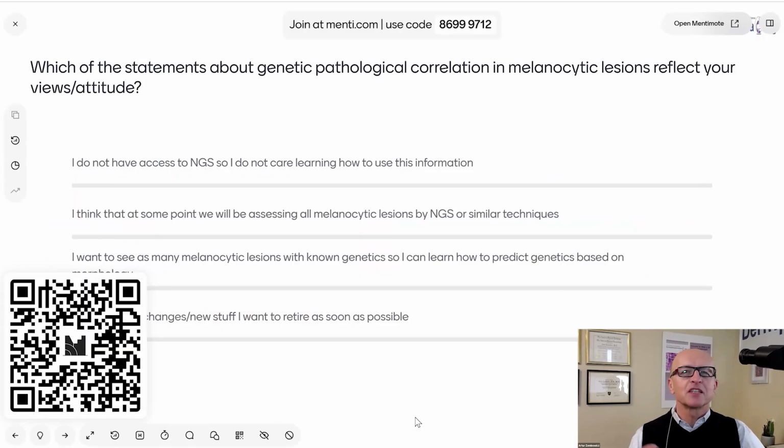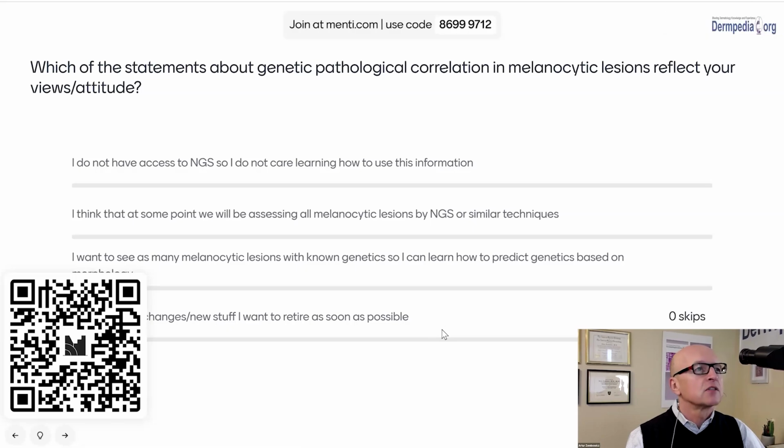Today, we will be exploring a little bit the concepts related to genetic pathological correlation in melanocytic lesions. So I have a Mentimeter training question for you, which is: which of the statements about genetic pathological correlation in melanocytic lesions reflect your views and attitude? If it's you, you put the slider to the right. If it's not you, you put it to the left.